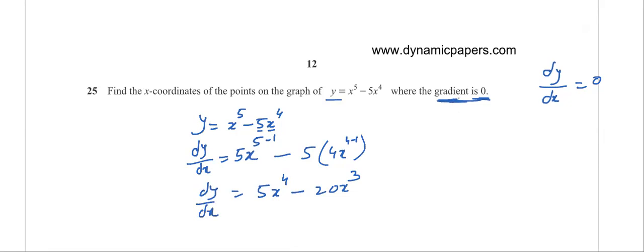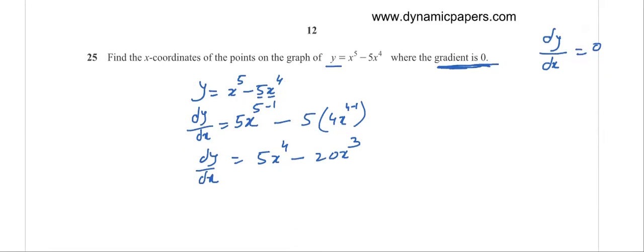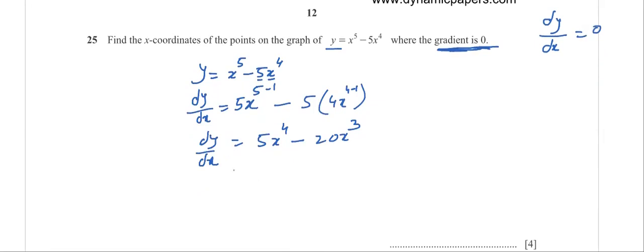Now, as it is given in the question that the gradient is 0, it means you will put the derivative dy over dx equal to 0. So what will it become? It means this value you will put equal to 0. 5x to the power 4 minus 20x cubed equals 0.